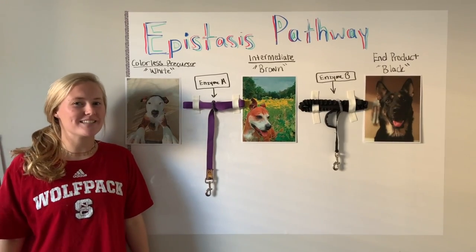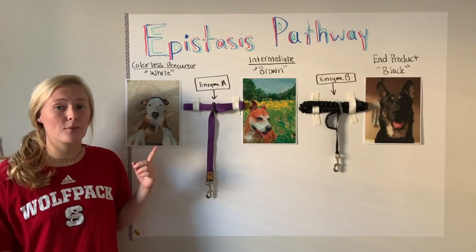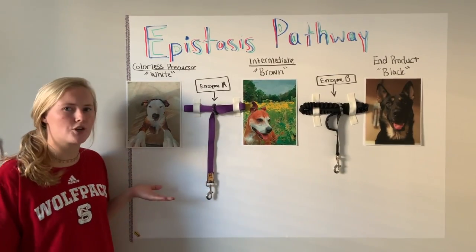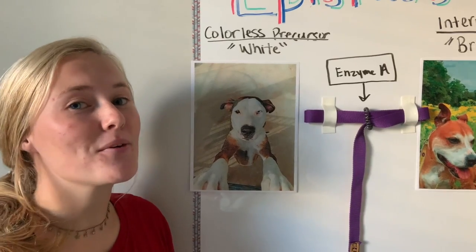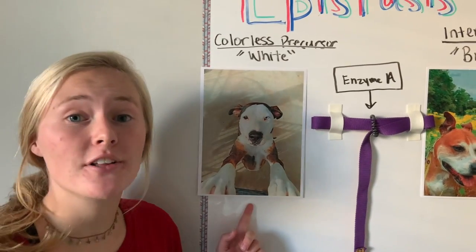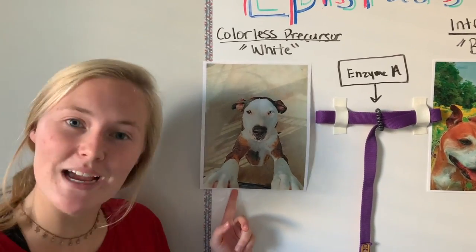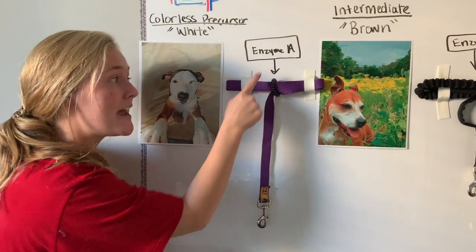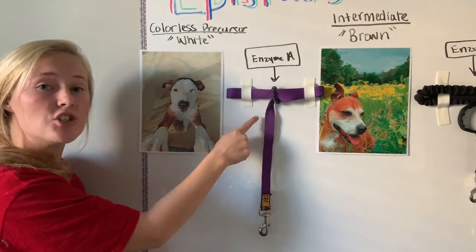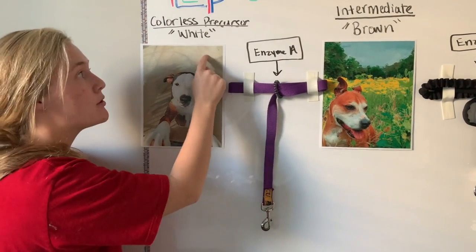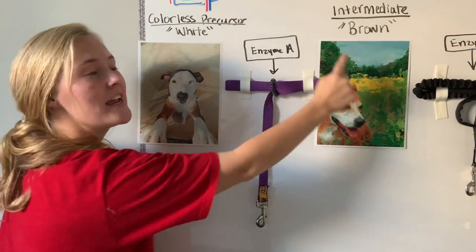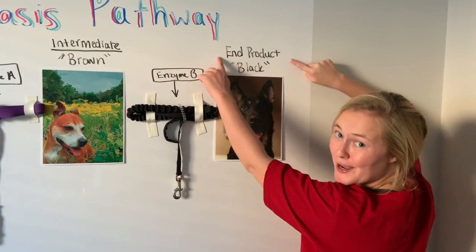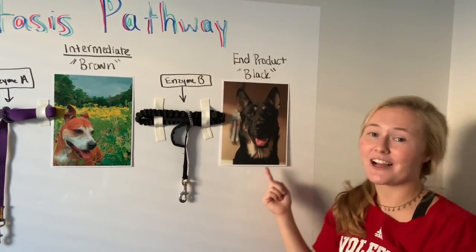Since I'm an animal science major, using an epistasis pathway in genetics is perfect to find out the physical trait of dog coat colors. Starting with this pathway, we're going to start with our colorless precursor, which is the white dog, Cypress. This is our intermediate. This is the brown color, which is Mason. Enzyme A is symbolized by the leash. If a gene has a dominant A, it's able to convert the colorless precursor into the intermediate. And this is our end product, which is black, shown by the black dog Max.